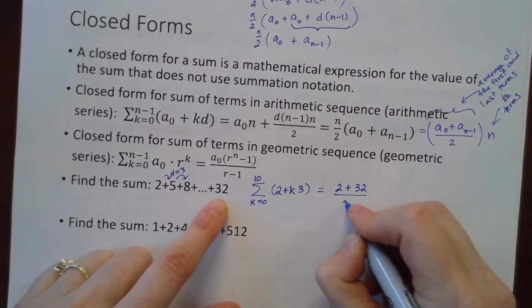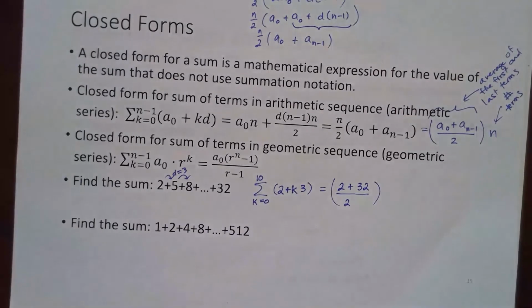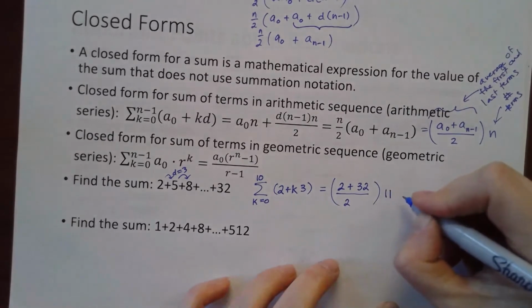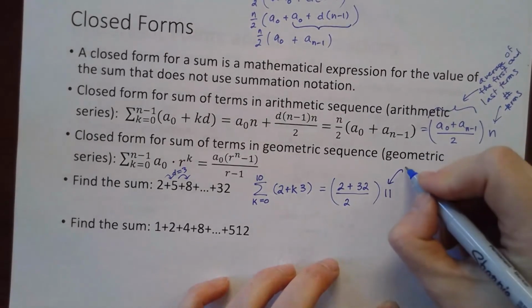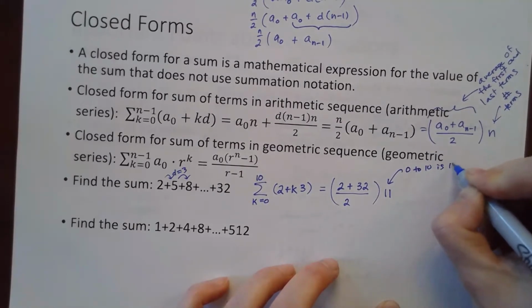Take the average of those and then multiply it by the number of terms in the sequence. How many terms are there in this sequence? How many terms are we adding together? Oh, that's not 10, because you start at 0 and go up to 10. That's 11. So that's the tricky part. So this is actually 11 terms. 0 to 10 is 11 terms.